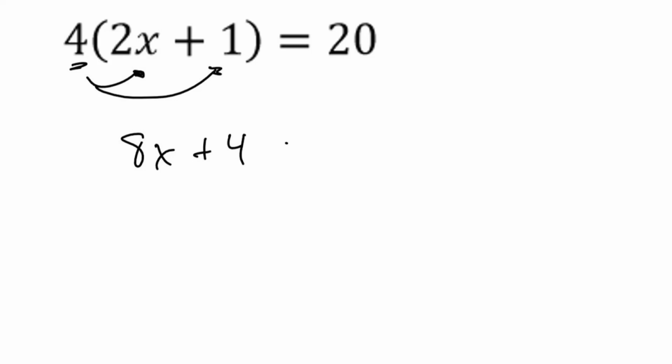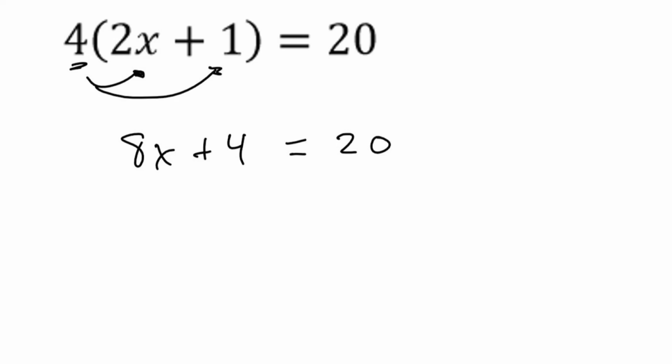And then on the other side, I'm just going to rewrite 20. So the question is, did I do something to both sides? No, I didn't do something to both sides. What I did is I rewrote the left-hand side with something that's equivalent to the left-hand side. So what I have here now is equivalent to what I had before.